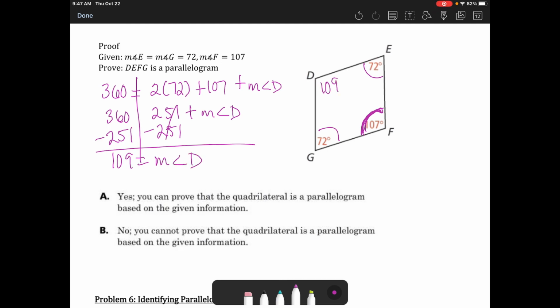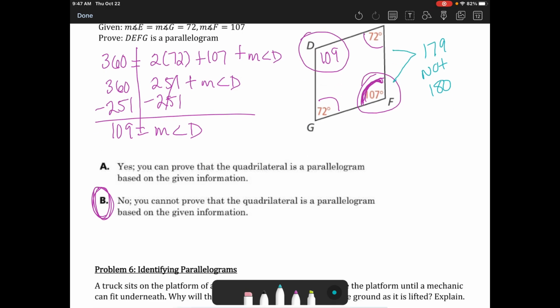Okay, so since the opposite angles are not congruent, like D and F are not congruent, then this is not a parallelogram. There's not enough information to conclude that it is a parallelogram. You also could have looked at the consecutive angles and seen here that 107 plus 72 is equal to 179, not 180. And so since they are not supplementary, this quadrilateral is not a parallelogram.